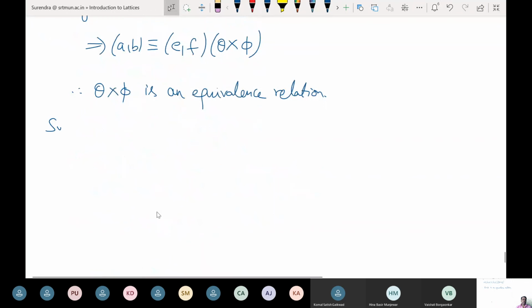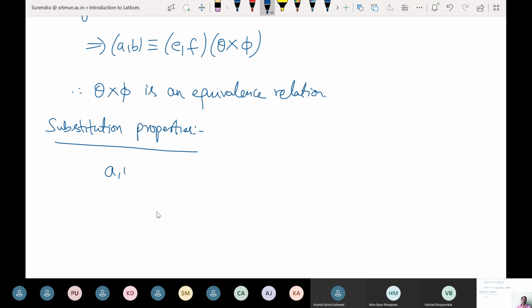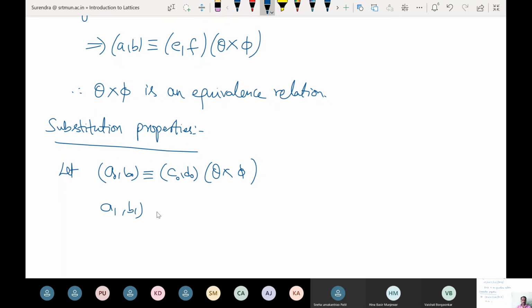So next one is the substitution property. To do that, we should start with what? Let (a, b) be congruent to (c, d) modulo theta cross phi. You can call it (a0, b0) and (c0, d0). The other one is (a1, b1) congruent to (c1, d1) modulo theta cross phi.